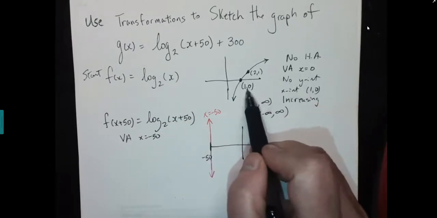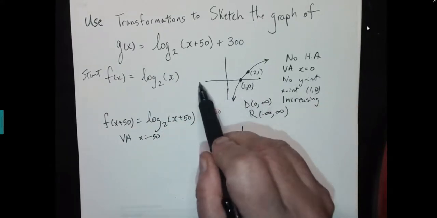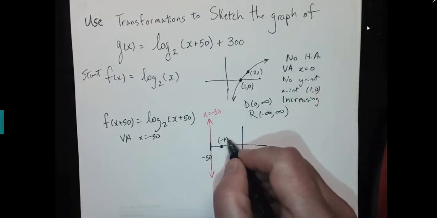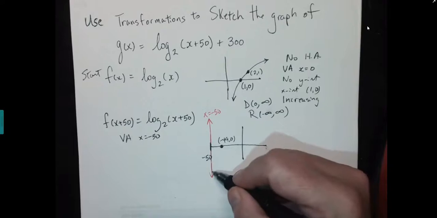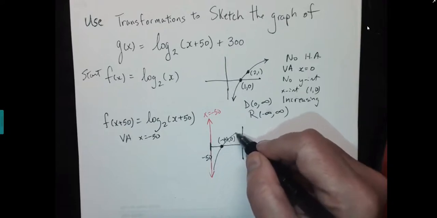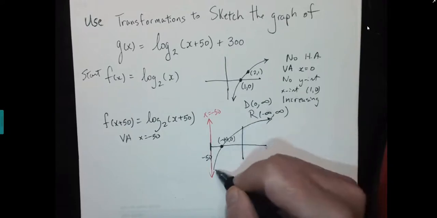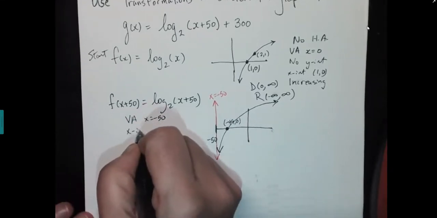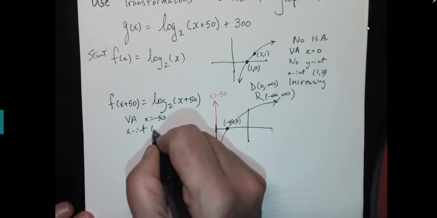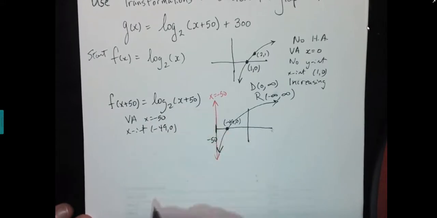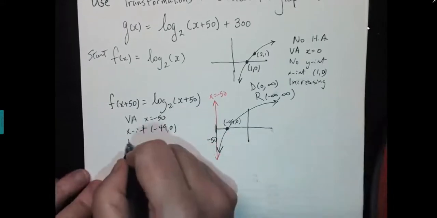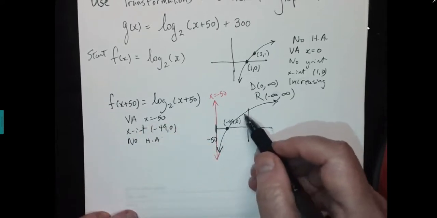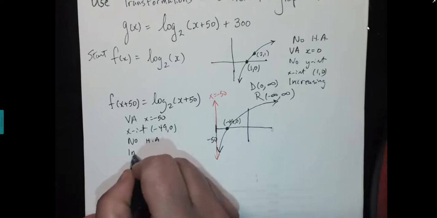That's my new vertical asymptote, x equals negative 50. And this point, 1, 0, if I shift it 50 units to the left, becomes negative 49, 0. So this is going to look kind of like that, just sketching. My x-intercept is negative 49, 0. There will be no horizontal asymptote. As I go from left to right, it is going uphill, so it's still increasing.